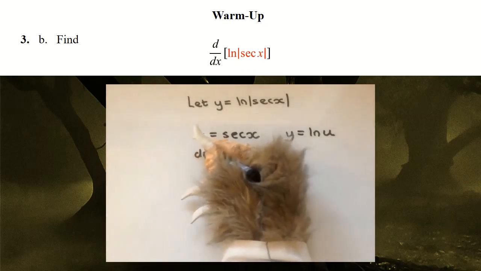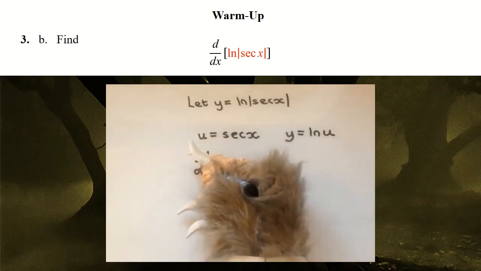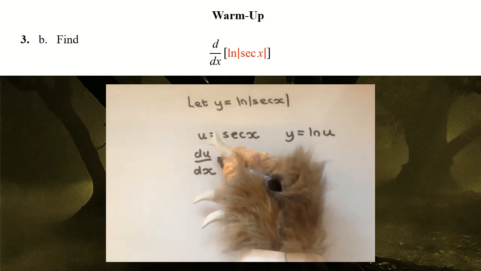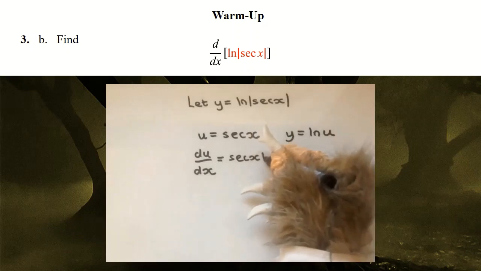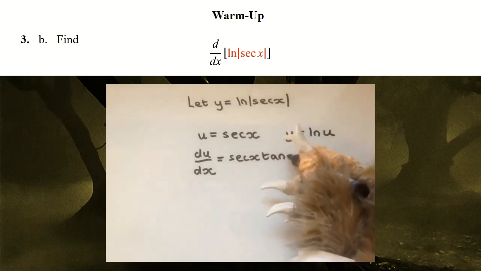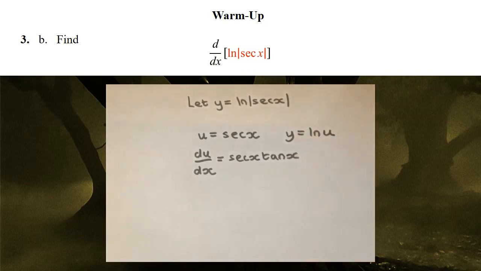So du by dx. Okay, now sec x is a tricky one if you want to do it from scratch, but you may remember that this is a standard derivative that features in your formula booklet, so we can just write that down and just look it up if you're not convinced. So that's going to be sec x tan x, and it's a nice exercise to derive that for yourselves.